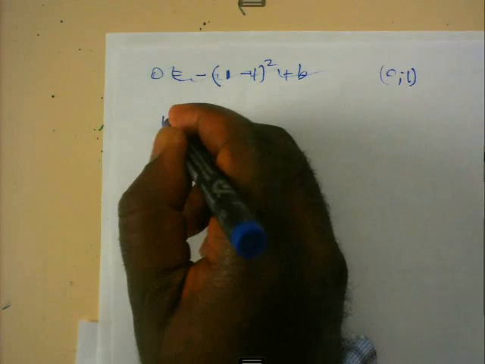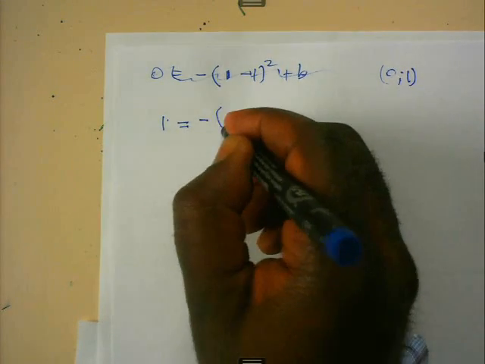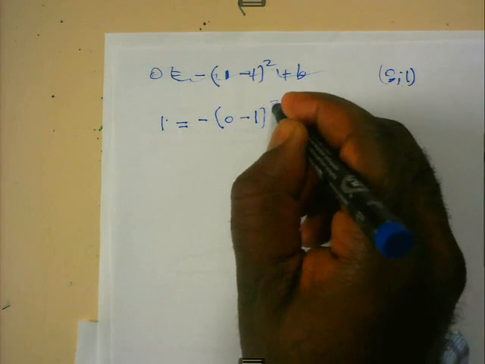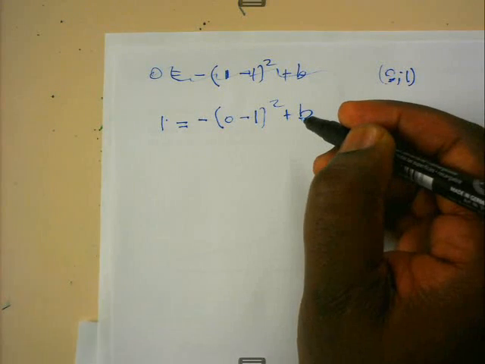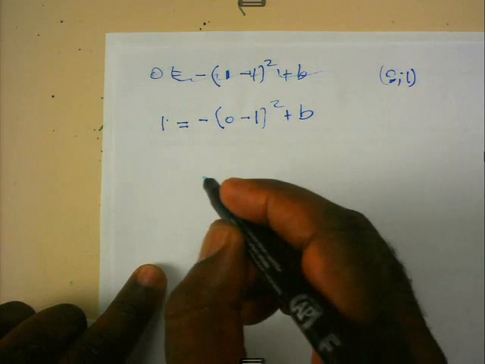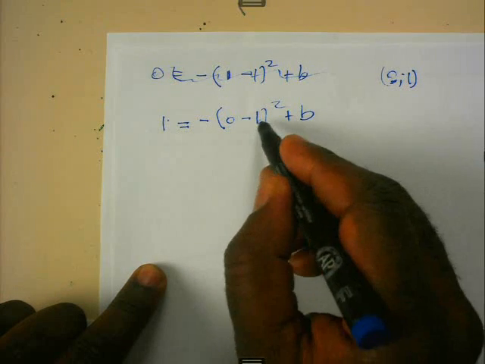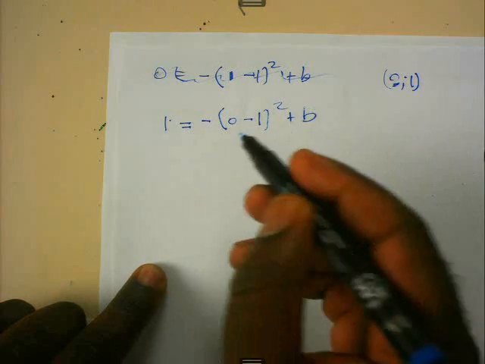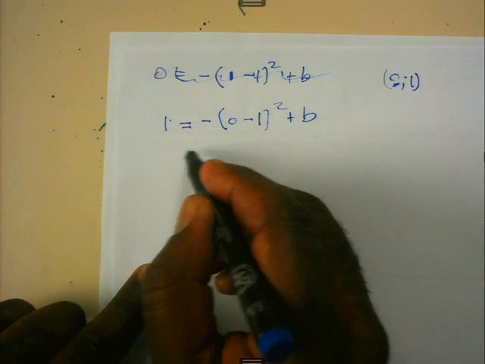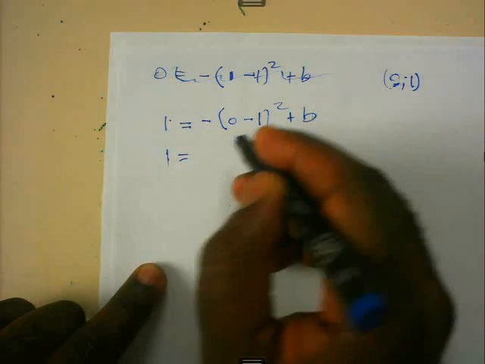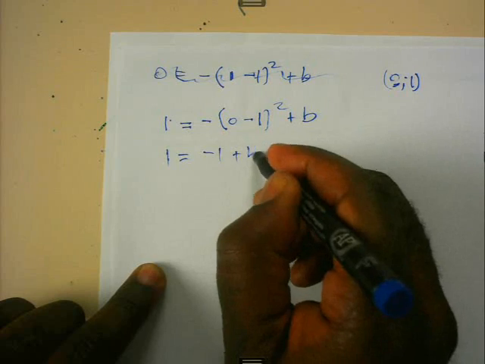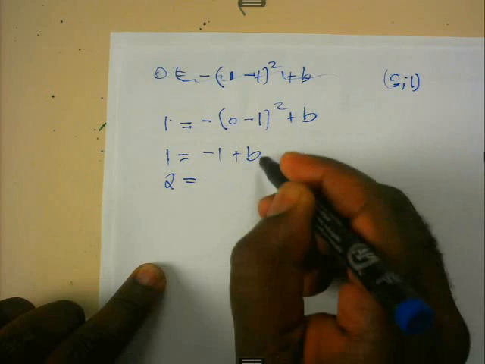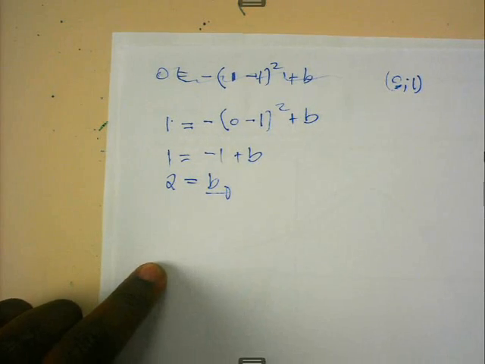So we have 1 equals minus in bracket x, which is 0, minus 1 all squared, plus b. Then if we subtract 1 from 0, it is going to be negative 1. Negative 1 all squared is 1. But we have a negative outside, so we have 1 equals negative 1 plus b. When we transpose, the negative 1 becomes positive, so indeed b is equal to 2.